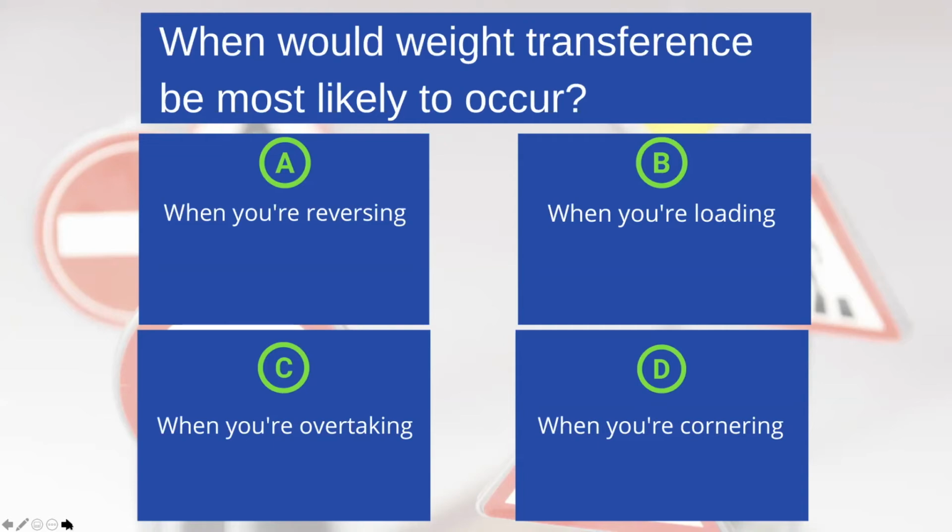When would weight transference be most likely to occur? Think about those words, weight transference, transferring weight. Would that be when you're reversing, when you're loading, when you're overtaking, or when you're cornering? So the answer here would be D, when you're cornering.